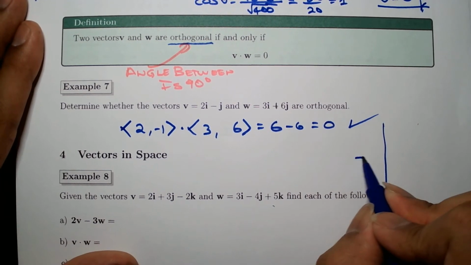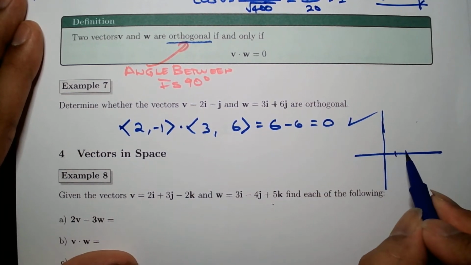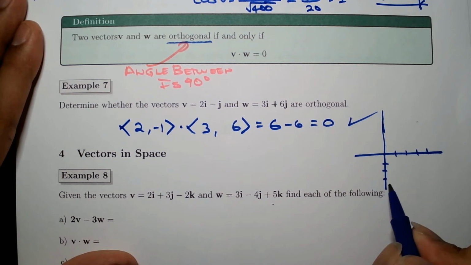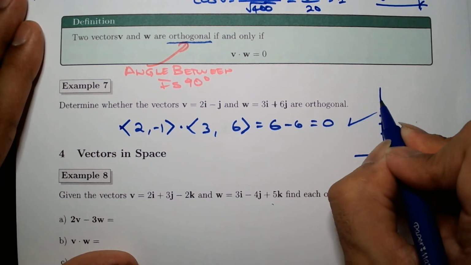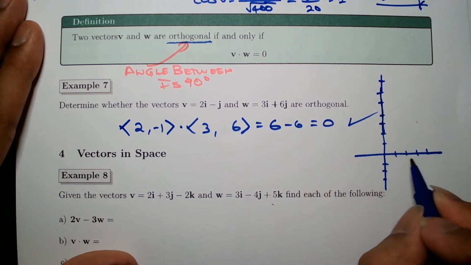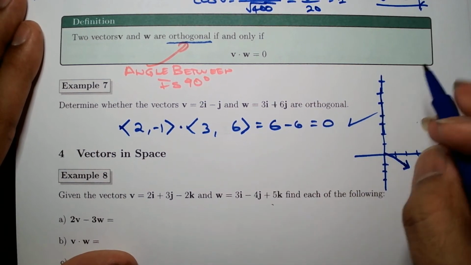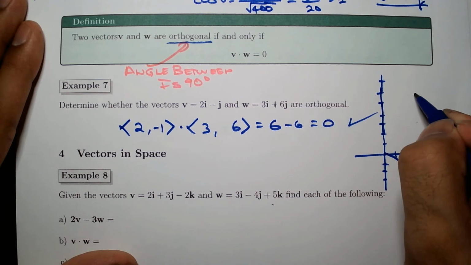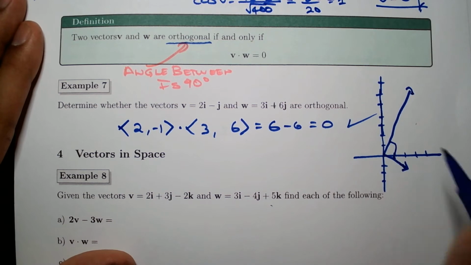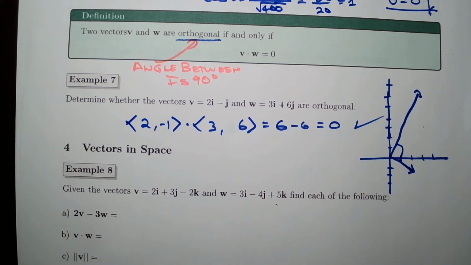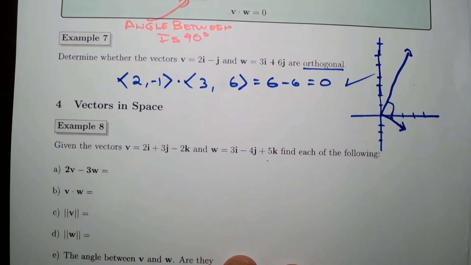Okay, let's look at the picture for that. So 2, -1, that's the first vector, and then 3, 6: 1, 2, 3, 4, 5, 6. And if you look at these vectors, the drawing is not perfect, but still we can see the 90-degree angle between the 2 vectors. So that means these 2 vectors are orthogonal.